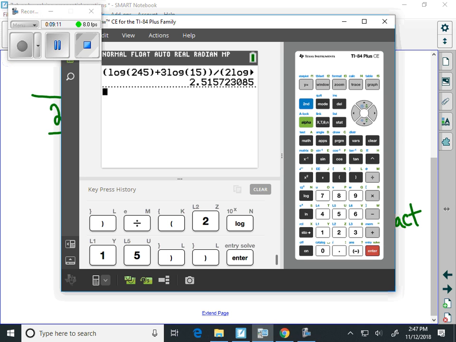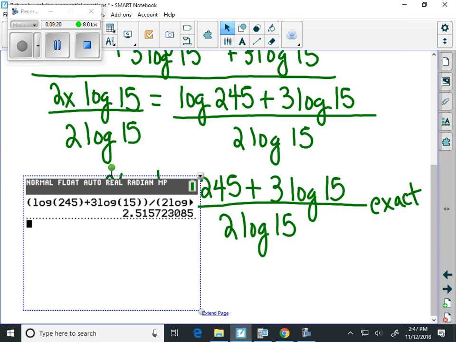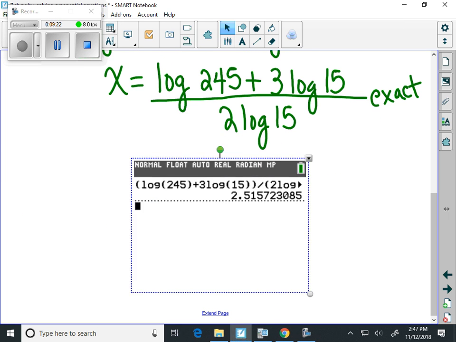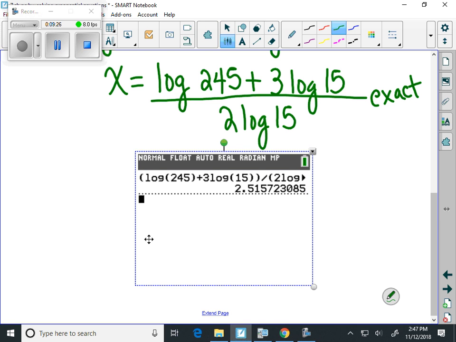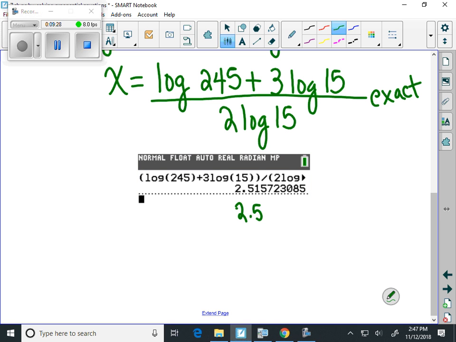And that's going to give us our approximate value, which is 2.515. Let me label that here. So it's going to be 2.5157. We look at the 2 to determine what that 7 is going to become. It's going to stay the same. So there's our approximate.